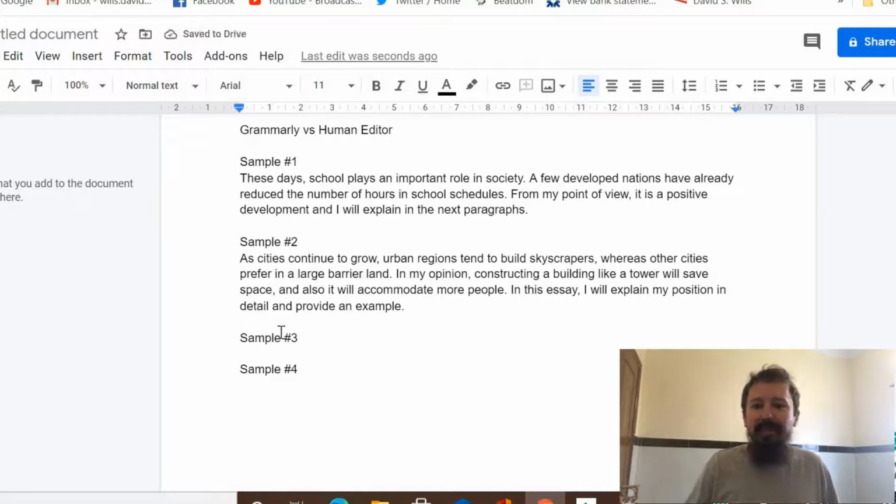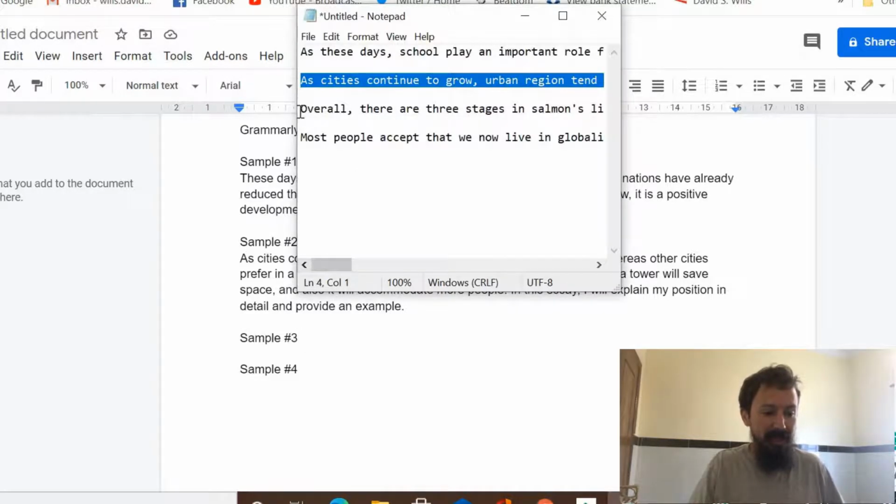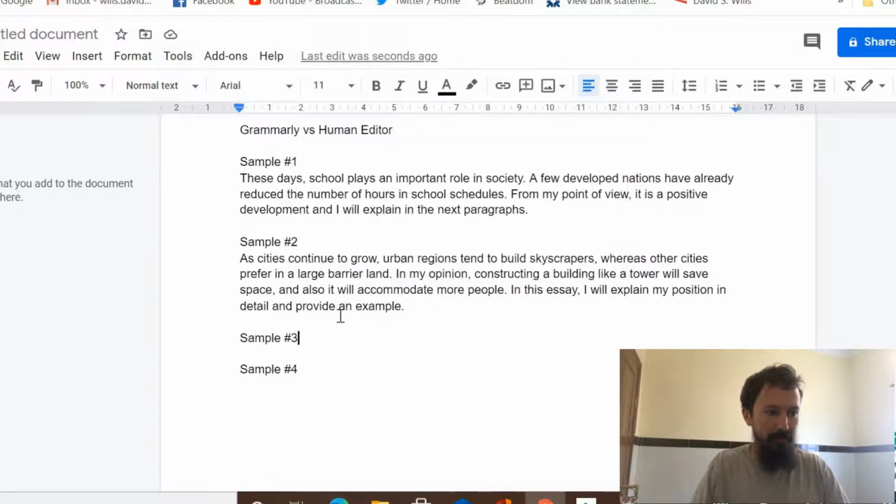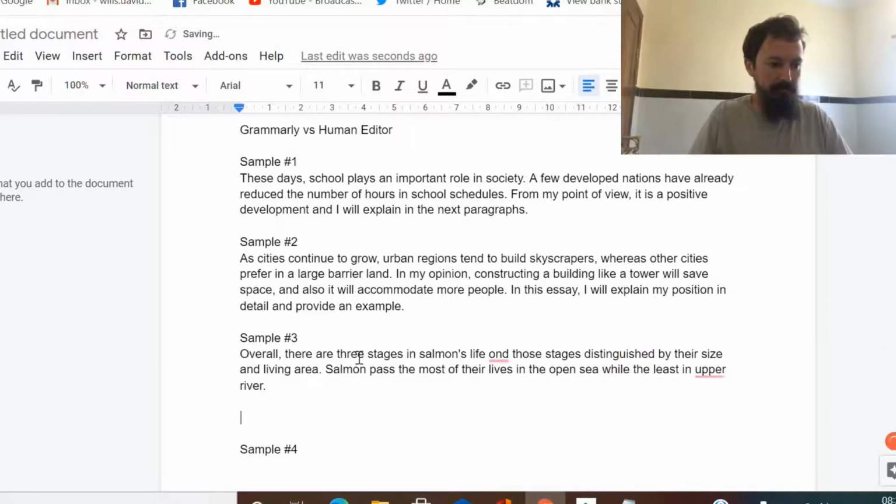Alright, so again, we can see Grammarly has found some mistakes, but not all of them, not even that many of them, to be honest. You need a human editor to kind of intuit what was intended. Let's see sample number 3 now. So this is from task 1. This is from a diagram that shows the life cycle of a salmon, which is a kind of fish.